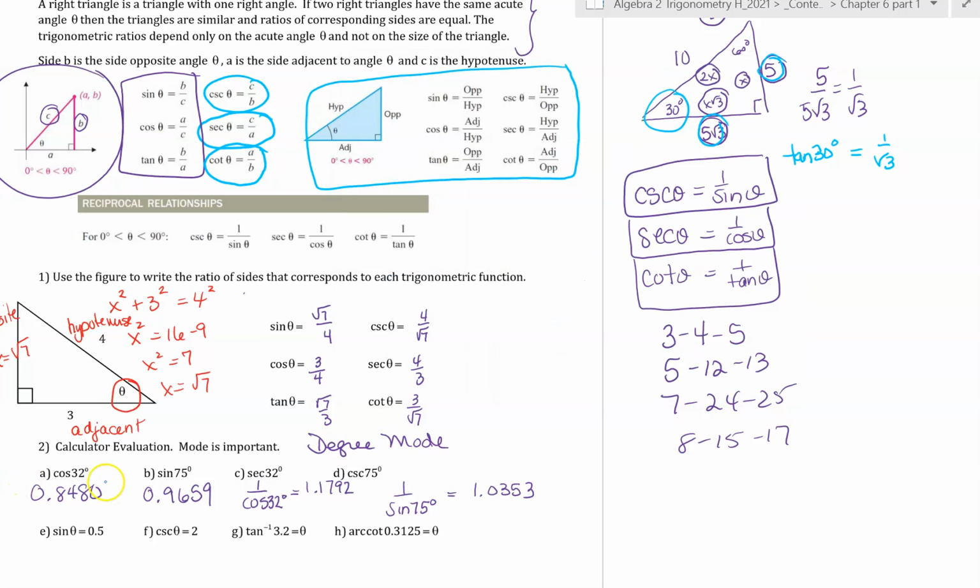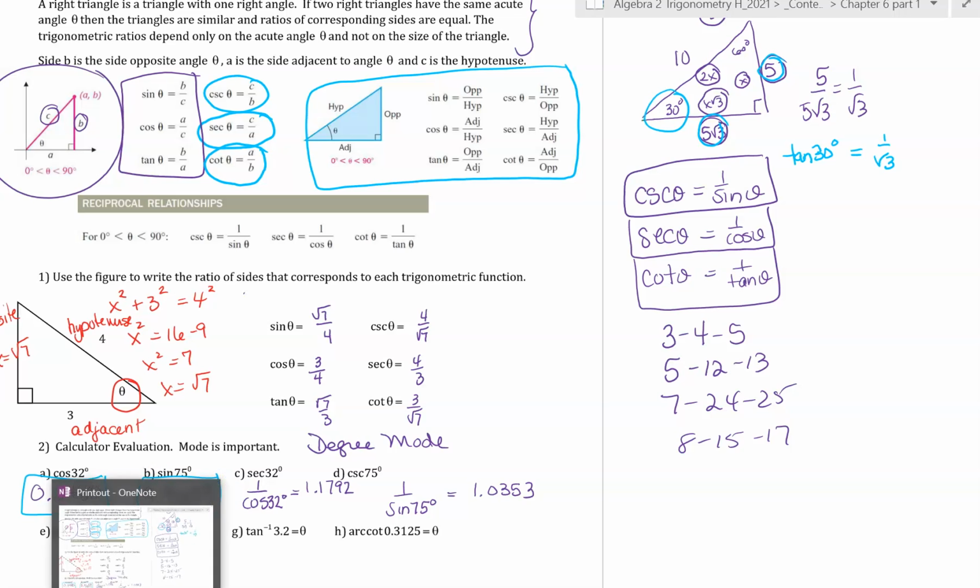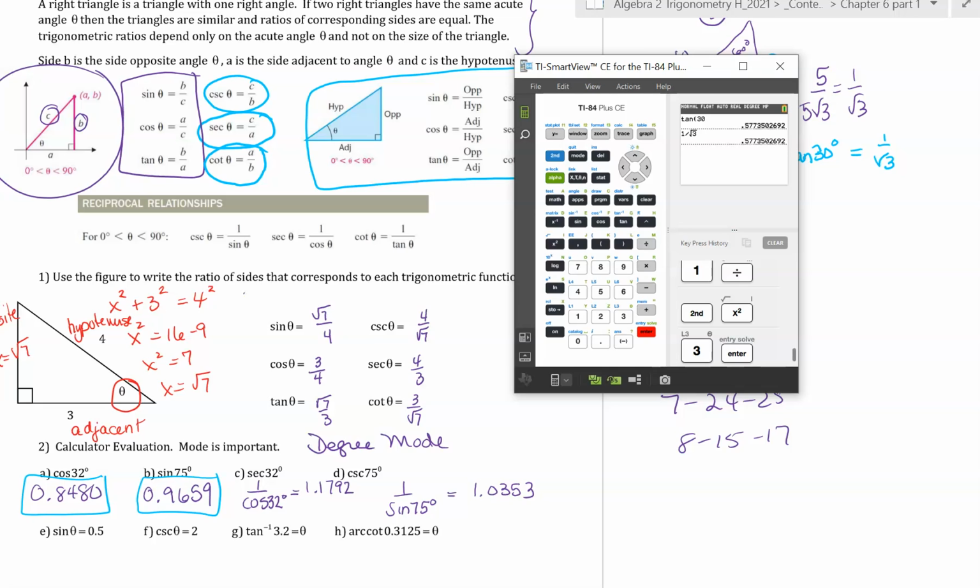So we found the cosine of 32, we found the sine of 75 degrees, but some of you might have been a little confused. What do you do when you get to the secant of 32 degrees? We don't have a secant button. Well, you don't need one, because secant of 32 degrees is 1 divided by the cosine of 32 degrees. So we could type into our calculator 1 divided by the cosine of 32 degrees. There you go. And for cosecant of 75, we could find 1 divided by the sine of 75 degrees. Okay, so let's go ahead and take a look at the next 4 questions.